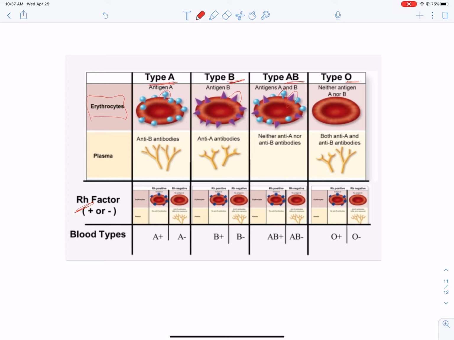And again, it's not quite that simple, but that's what they're showing in this illustration. If you're type O, you don't have either of them. You don't have the A or the B.